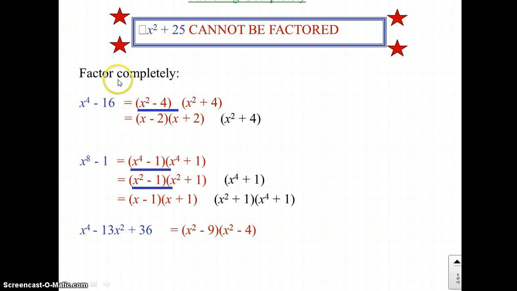But I'm not done factoring completely, because x squared minus 9 is a difference of squares. So I can factor that as x minus 3, x plus 3. Oh, and x squared minus 4 is also a difference of squares. We factored that one earlier. That's x minus 2, x plus 2. I have now completely factored this simple trinomial. All right.